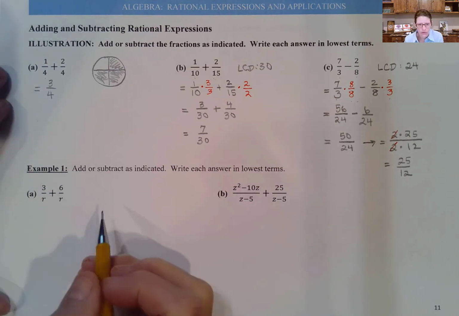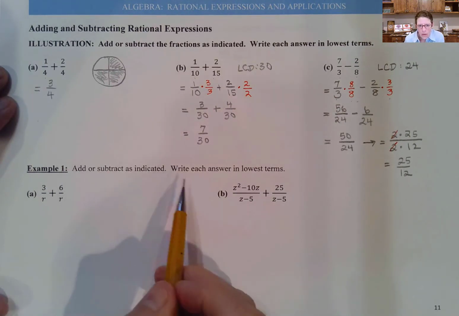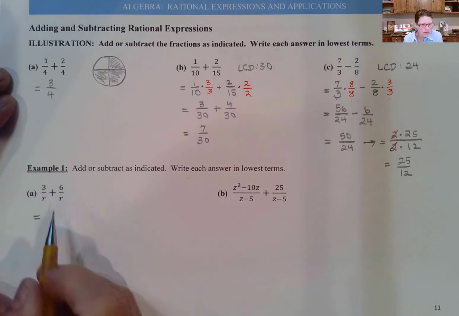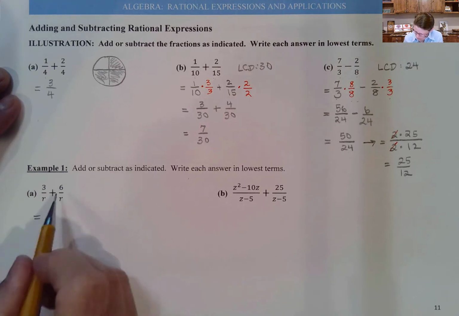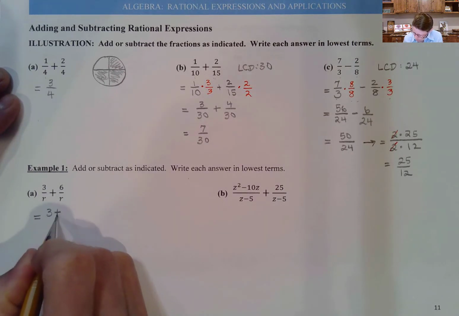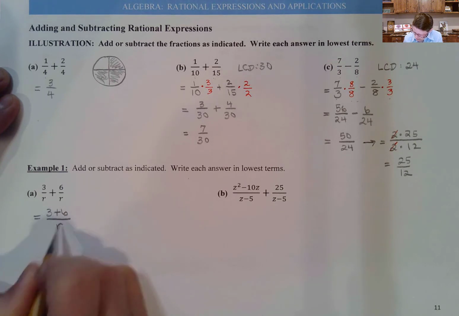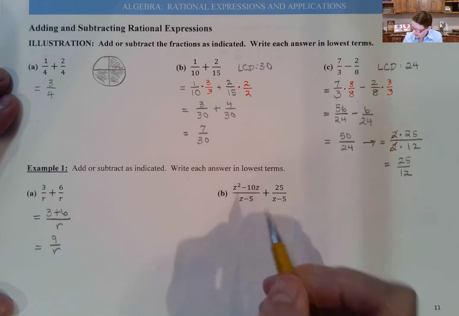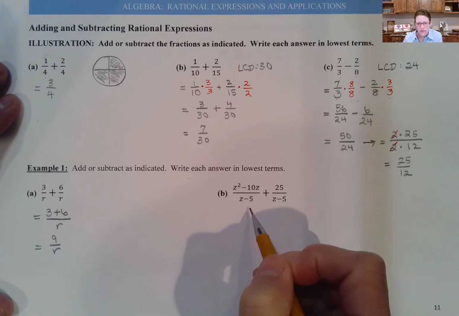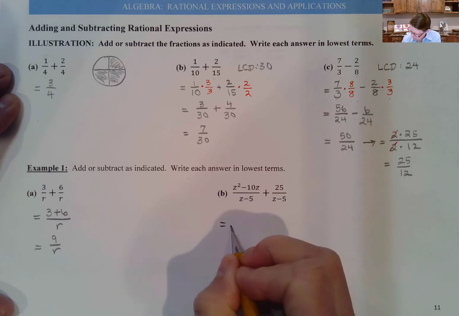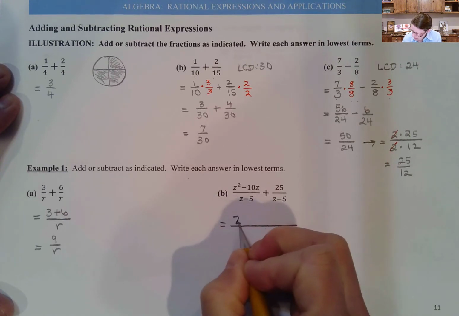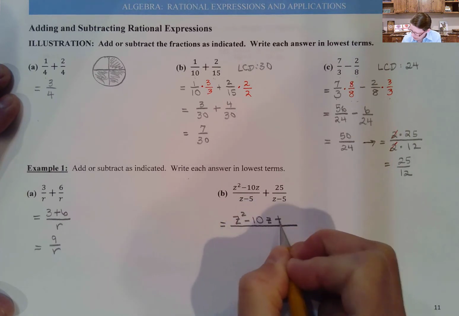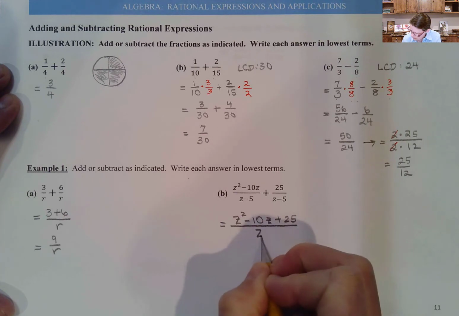So let's throw some variables in here. We're going to always write each answer in lowest terms. Part A, no problem. Those denominators are already the same. Add in the numerators. So we will add 3 plus 6. That's 9/r. And with our second fraction, those denominators are the same as well. So this shouldn't be a problem for us. Let's add in the numerator: z² minus 10z plus 25 all over z minus 5.